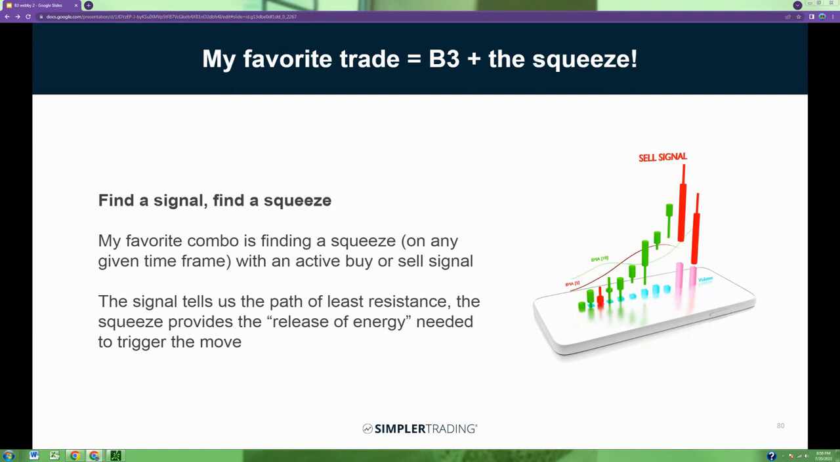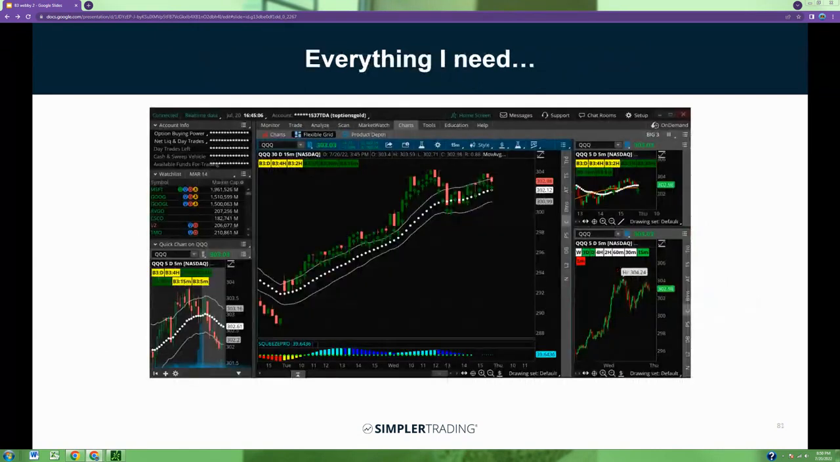I think that's the best combination. Signal tells us what the path of least resistance is. The squeeze gives us the oomph to trigger that directional move. So I run the scan, and then I'm using my Big 3 labels. Rapid fire, I can run through all those scan results. I handpick my favorites, right? So that makes the whole process so much more efficient.